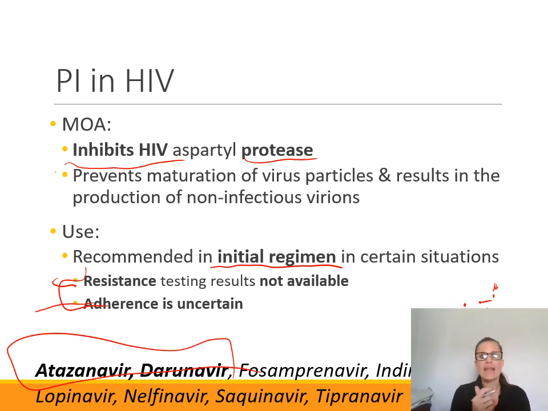Again, protease is that enzyme that cleaves the viral polyprotein into individual enzymes and structural proteins. Remember, we said it's one big protein and then it gets cleaved into smaller active proteins. Protease is the enzyme that goes in and lyses the polyprotein into individual proteins. So if you inhibit that, you inhibit the freeing up of those active proteins.